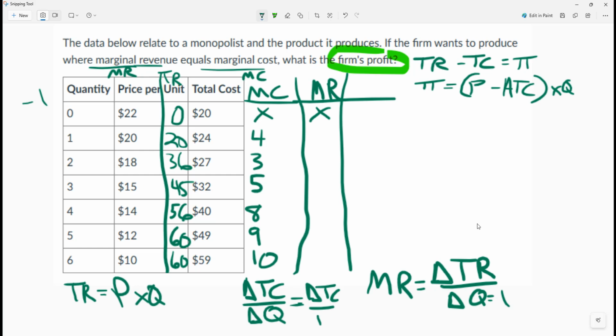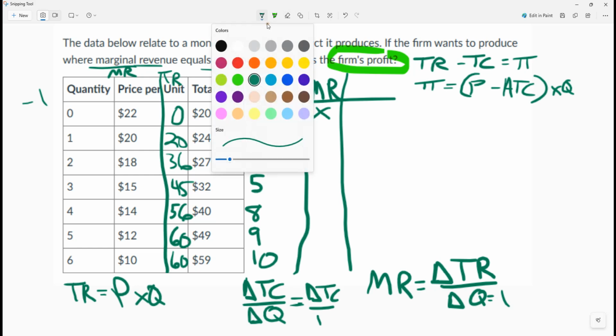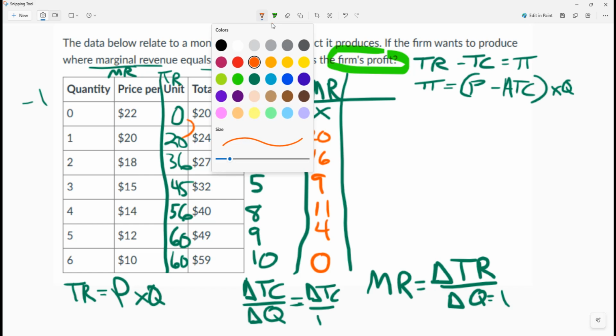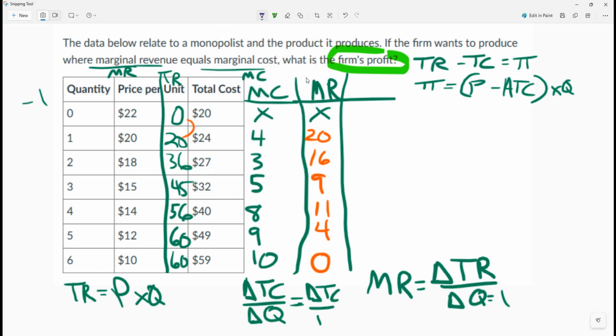Then what I'm going to do is find the additional revenue. So from going from 0 to 20, that is additional 20. From 20 to 36 is 16, 9, 11, and 4, and finally 0. Marginal revenue is the one thing that's going to go negative in your micro class. So, well, maybe not the only thing, whatever.